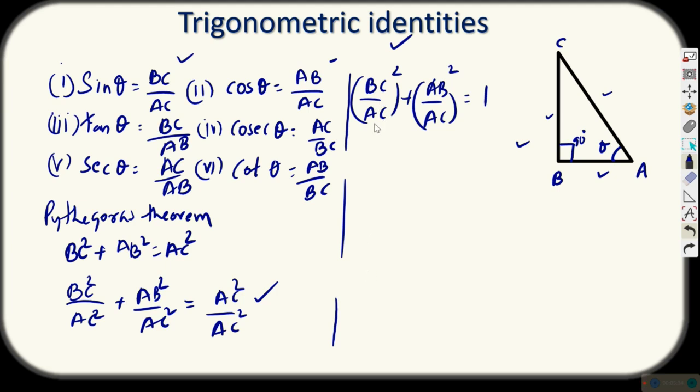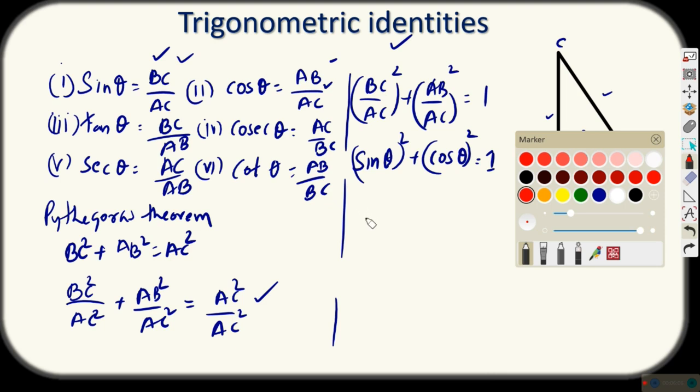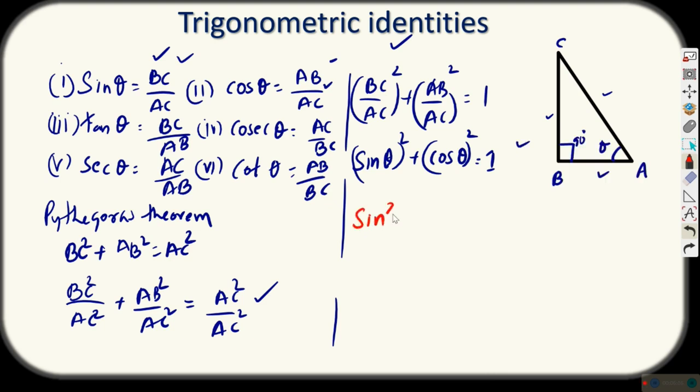When I look at BC upon AC, I see this naturally, and AB upon AC is here. So why can't I write it as sine theta whole square plus cos theta whole square is equal to 1? So this is a new identity we got. The way of writing it is sine square theta plus cos square theta is equal to 1. My dear students, you have to understand this and then learn it by heart, as this is one of the identities for us now.